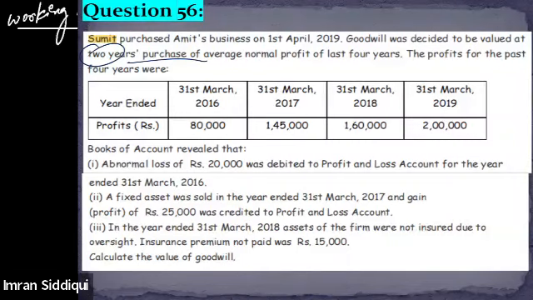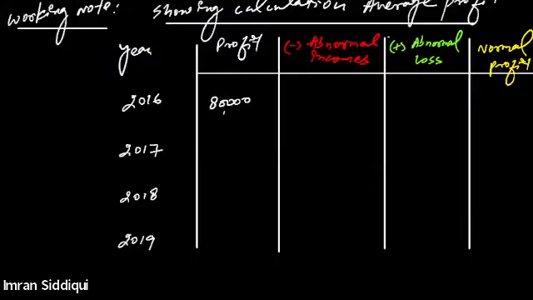The question says that there was an abnormal loss of 20,000. How do we deal with abnormal losses? Speak with confidence. We need to add 20,000. Is that right? Yes, sir. We'll be adding 20,000, so let's write it in this column. 20,000 will be added.